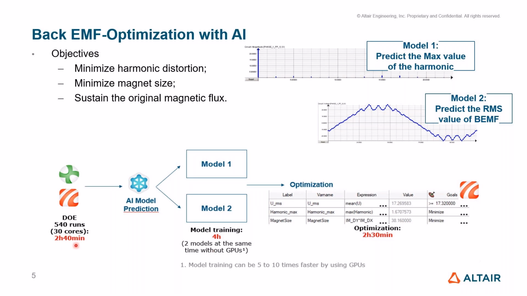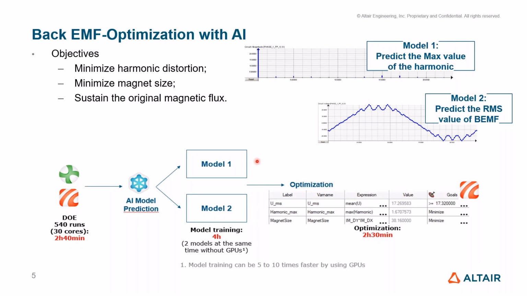Once we have that, for this case study, we ran a DOE for 540 runs, and we got both the models. Running the DOE took around 40 hours, as you see, with the 30 core machine. And then we passed the data to PhysicsAI to train the AI model.